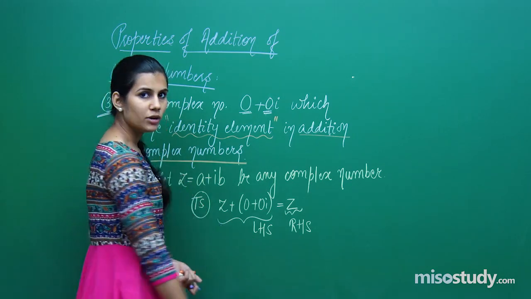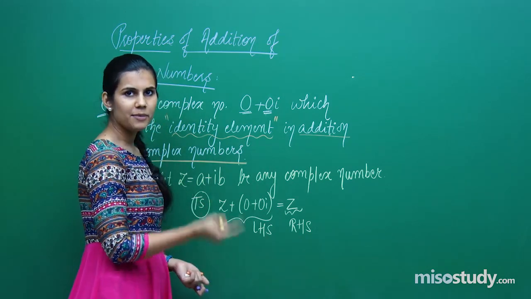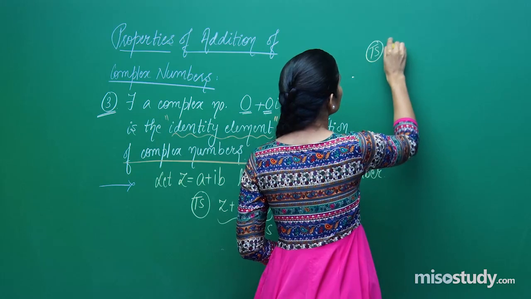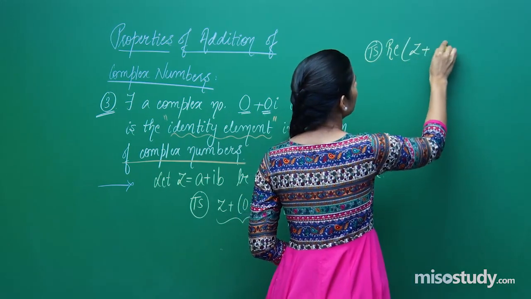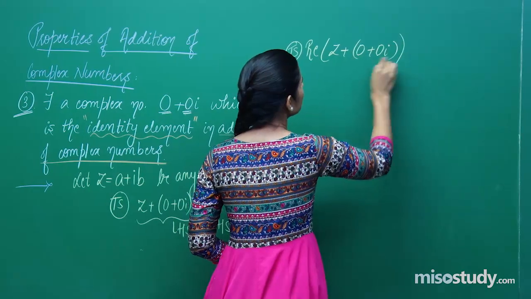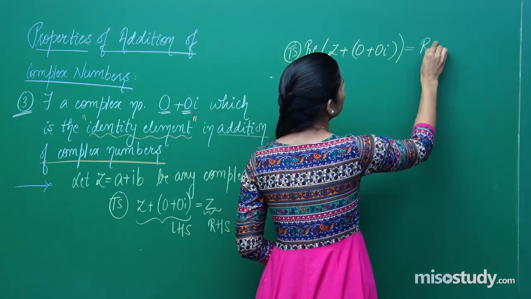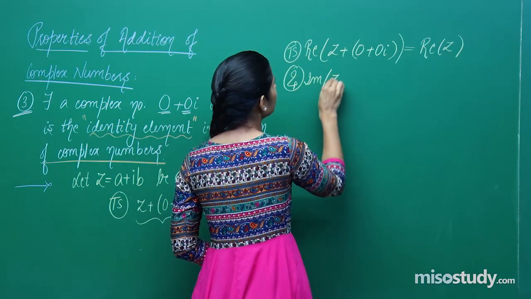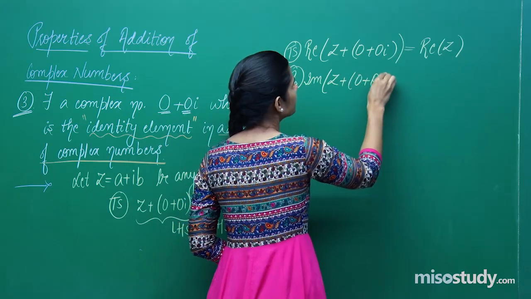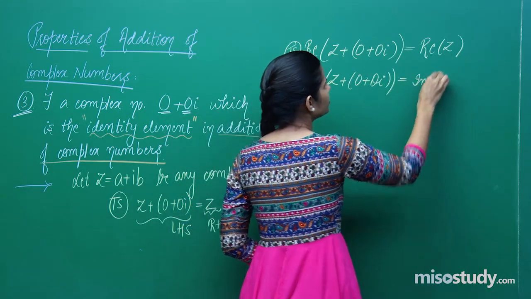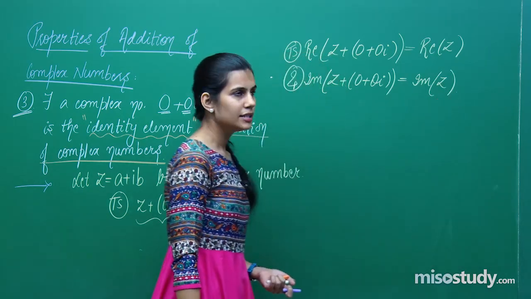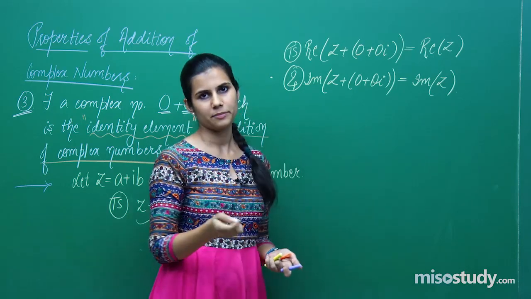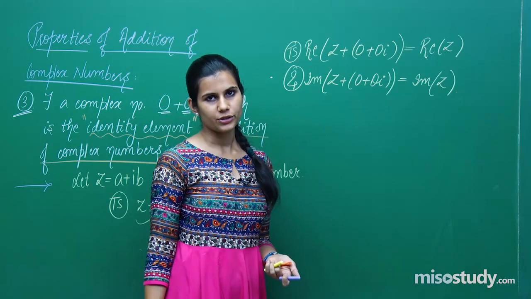When are two complex numbers equal? Only and only when their real parts are the same and imaginary parts are the same. So, if I have to show that these two complex numbers are equal, that means I have to show the real part of the left hand side complex number, which is Z plus this complex number, is equal to the real part of the right hand side complex number, and the imaginary part of the left hand side complex number is equal to the imaginary part of the right hand side complex number. If I am able to show this successfully, then I will conclude that yes, these two complex numbers are exactly the same, and hence Z plus 0 iota is equal to Z.